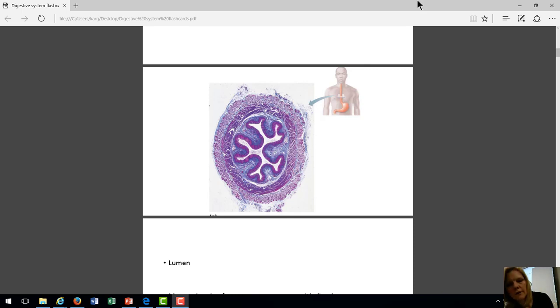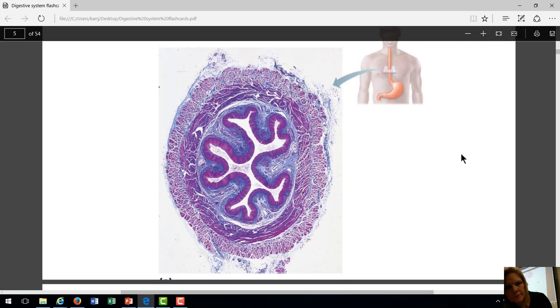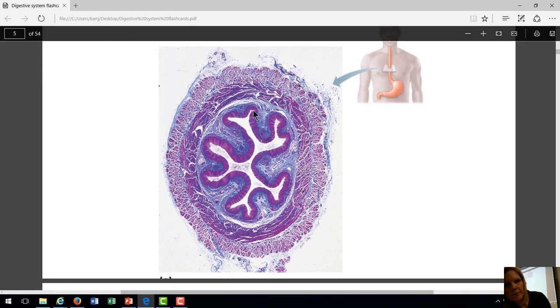So if we look up close here, I can zoom in a little better. So this layer here, the white, is what is in contact with the food. And this is unlike the respiratory tract. The lumen looks kind of squished, because we know that when there's not food in the digestive tract, it collapses in on itself. And then when we fill it with food, it stretches out a little bit. So simple columnar epithelium lines the mucosal layer.